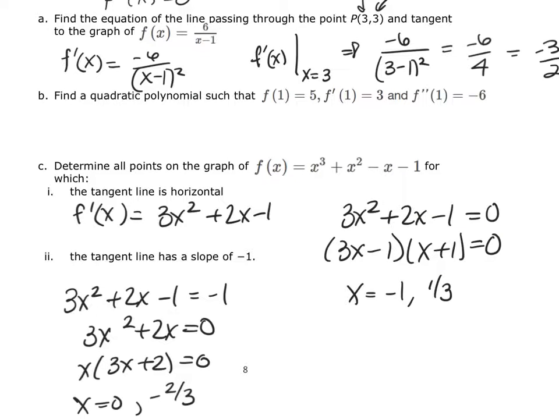f of 1 equals 5. What does that tell us? Does that tell us anything? Tell us what? Yeah, so that means this. All this is telling us right now is that (1, 5) is on the graph.